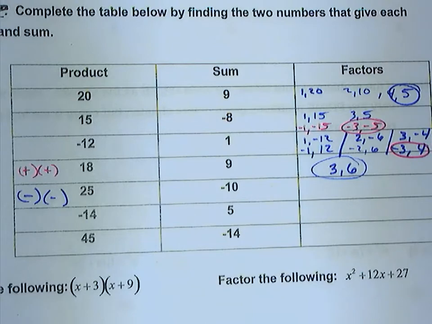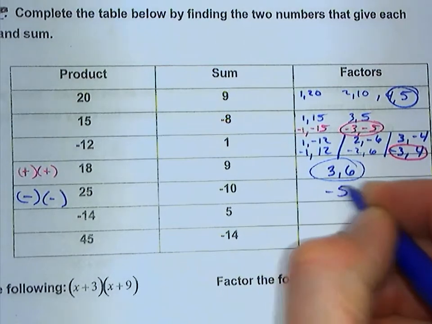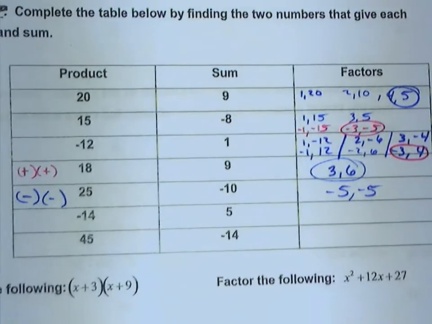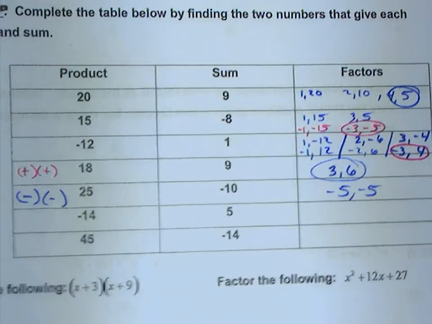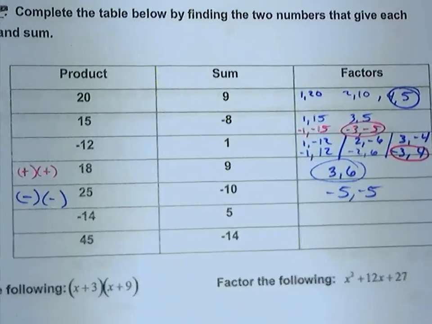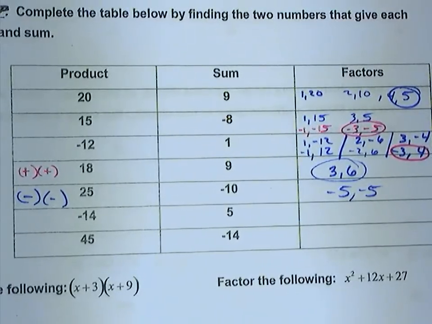Yes, sir. Negative 5 and negative 5. Multiplied together is a positive, right? Two negative signs put together makes a plus sign. And added together, negative 10. If you owe me $5 and borrow $5 more, now you owe me $10.